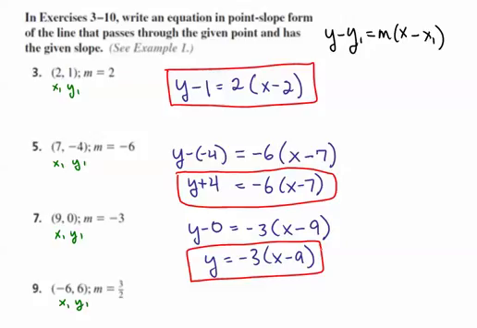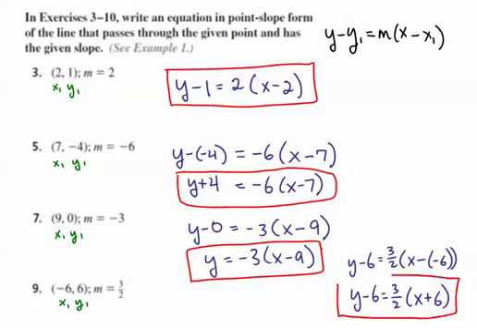The final one, y minus y1, which is 6, is equal to the slope 3/2 times x minus x1, which is negative 6. And the only thing I need to simplify here is y minus 6 equals 3/2 times x plus 6. And we have the fourth example here. So we'll pause here and go on to the next group of problems.